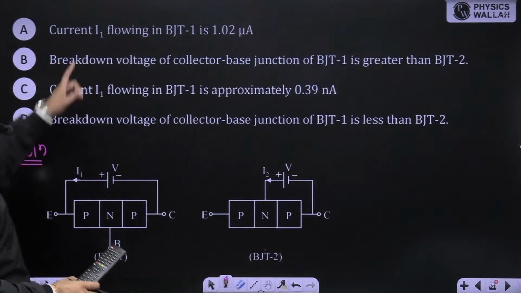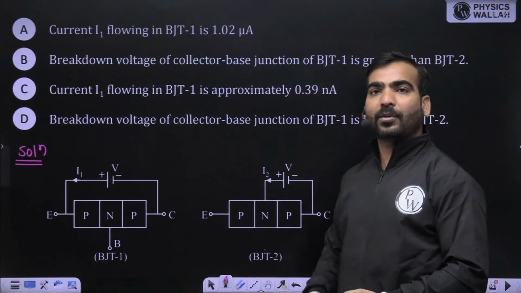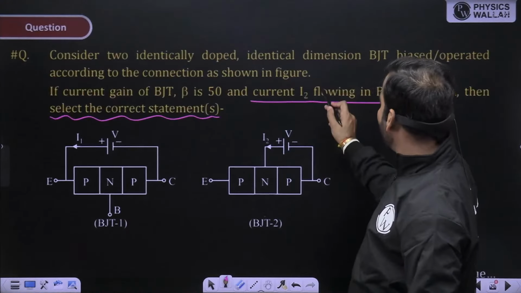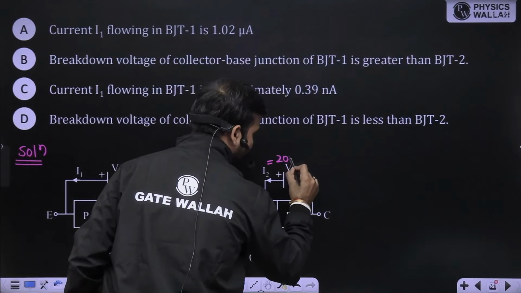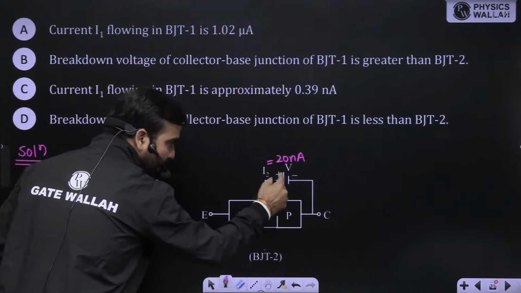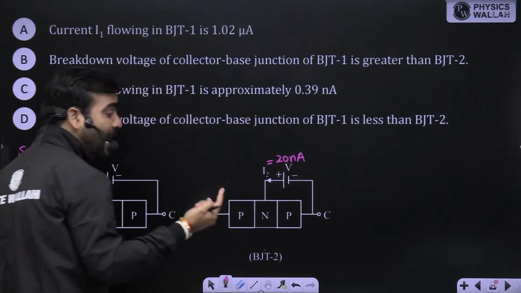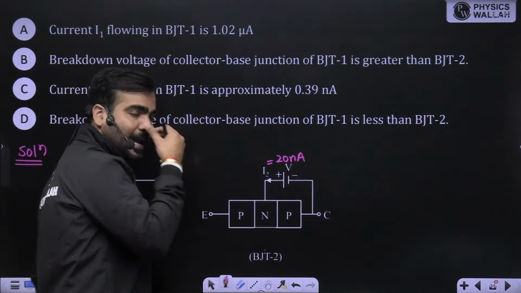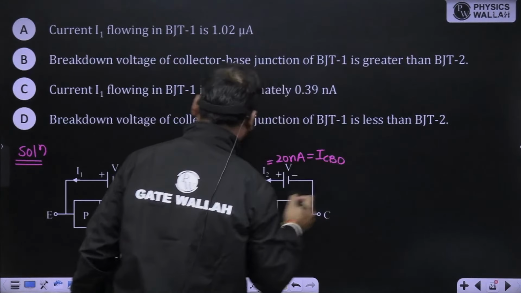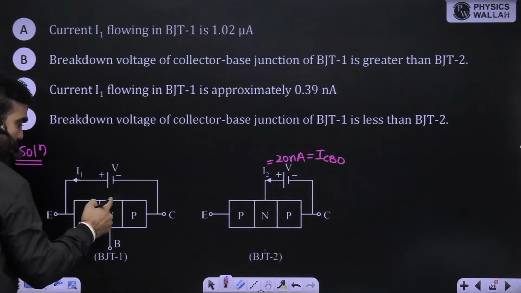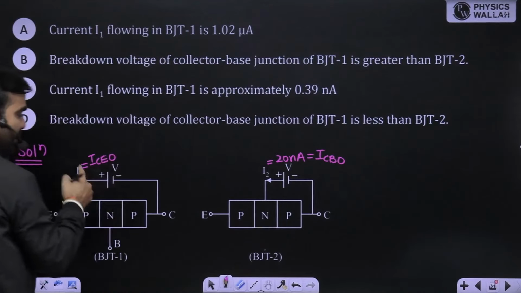The option is: current I1 flowing in BJT 1 is 1.02 microampere. So the question is, first of all, I2 is given to you as 20 nanoampere. What is the meaning of this I2? This I2 is flowing in the collector base junction from N to P direction like this. It is nothing but ICBO. When the emitter is left open, what is the current in the collector base junction? That is known as ICBO. And this current I1, when the base is left open, is known as ICEO. So can you calculate this ICEO?